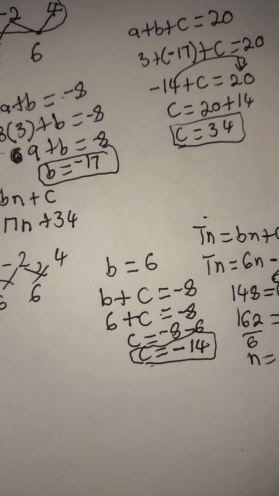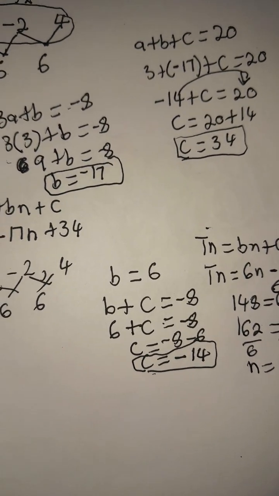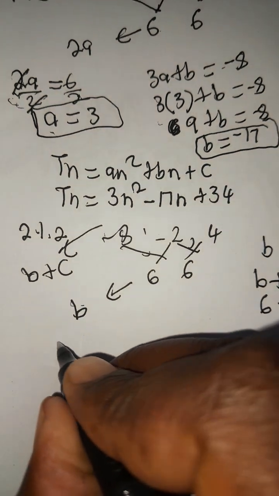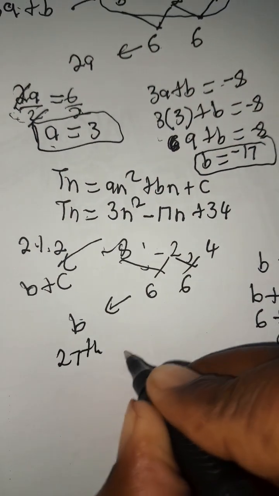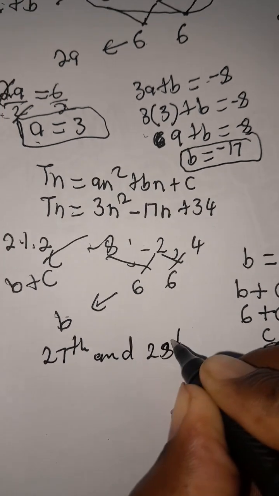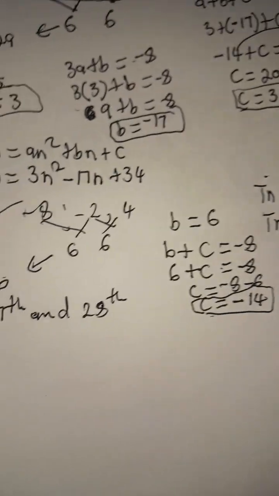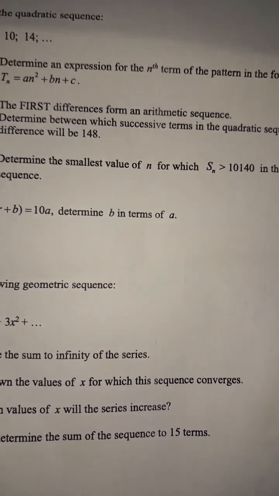Determine which successive terms in the quadratic sequence. The first difference will be 148. Definitely, it will be the 27th term, followed by the consecutive term, which is the 28th term, right? So it's between 27 and 28. So we are now sure that we have our 7 marks, our beautiful 7 marks.